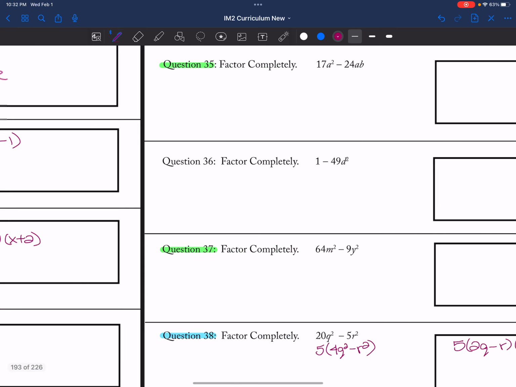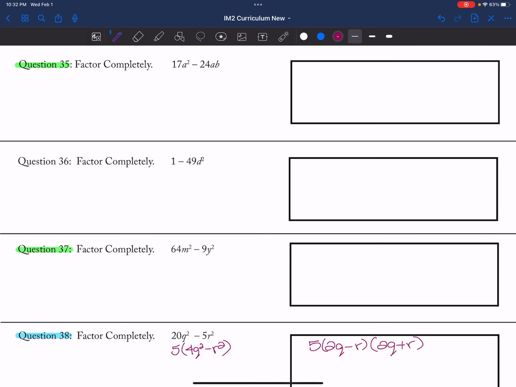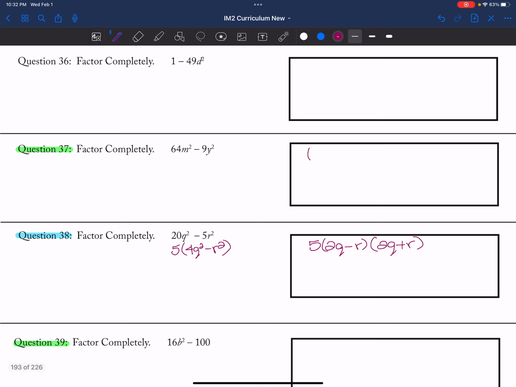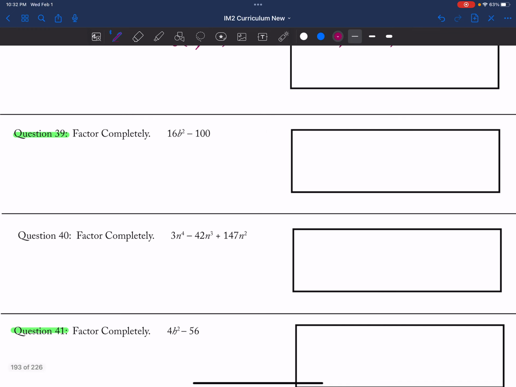Okay, 33, 34, 35. What's common here is an A, so I have a 17A minus 24B. So A, 17A minus 24B. And then here's the difference of squares, so that's 8M minus 3Y and 8M plus 3Y. And then 4B minus 10. Oh, I should factor out the greatest common factor. That was dumb of me.